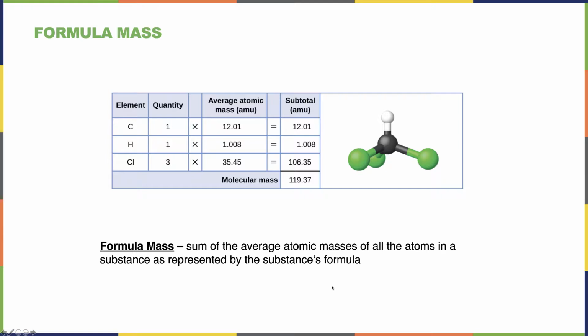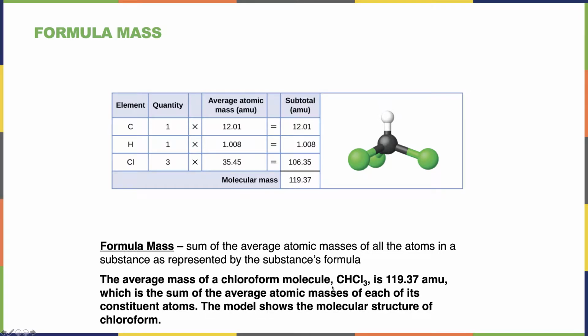So let's look at an example of the calculation of a formula mass. This is a compound called chloroform. Here is the molecular formula for chloroform. Here is the spatial formula in a ball and stick conformation, and you can see the green chlorines here, a central carbon, and then a hydrogen atom here.